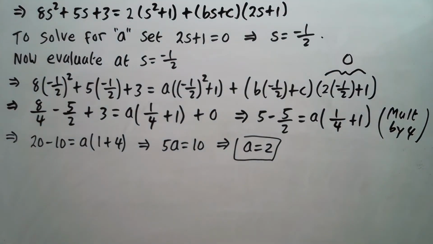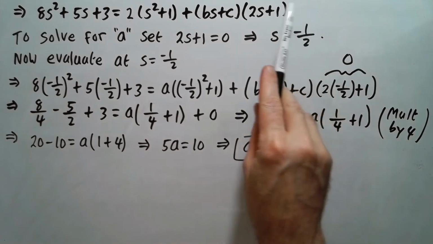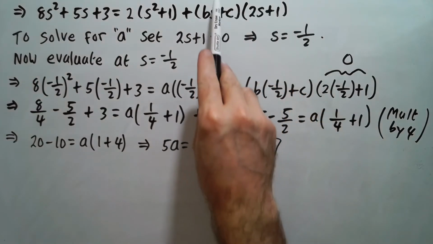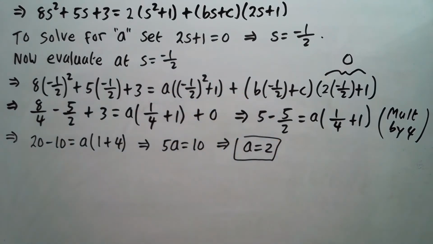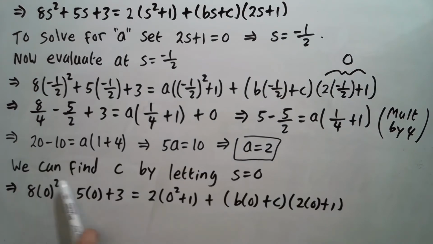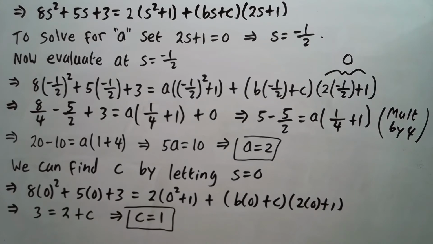Okay, so we can replace the A up here with the 2 now. And next, notice here if I let s be 0, the B would disappear. So it looks like I can find C by letting s equal 0. So put 0 in place of s everywhere up here. It'd be 8(0)² + 5(0) + 3 = 2(0² + 1) + (B times 0 + C)(2 times 0 + 1). Simplifying, we get 3 = 2 + C, so C is 1.